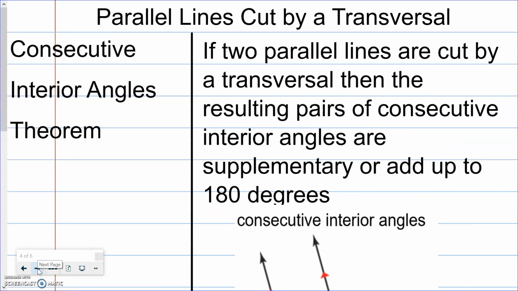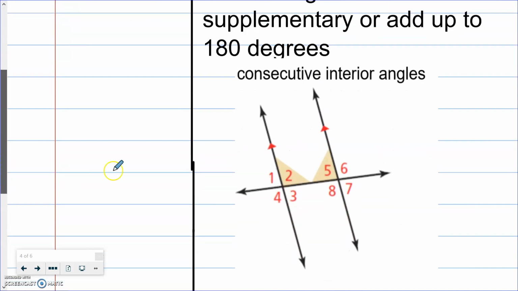We're noticing a little pattern here, but don't get too comfortable thinking you can predict how it's going to go, because now we have the consecutive interior angles theorem, which says if two parallel lines are cut by a transversal, then the resulting pairs of consecutive interior angles are supplementary or add up to 180 degrees. So what does that look like? We have two parallel lines cut by a transversal. Angles 2 and 5 are consecutive interior angles. They're supplementary. So if angle 2 is 100 degrees, angle 5 must be 80, and the two added together must equal 180 degrees.